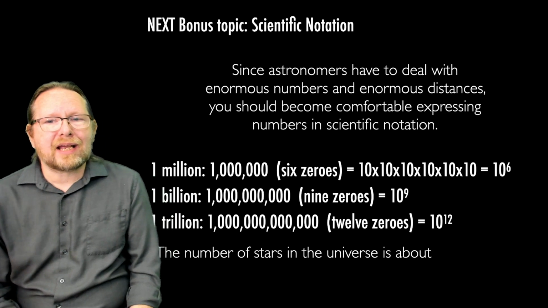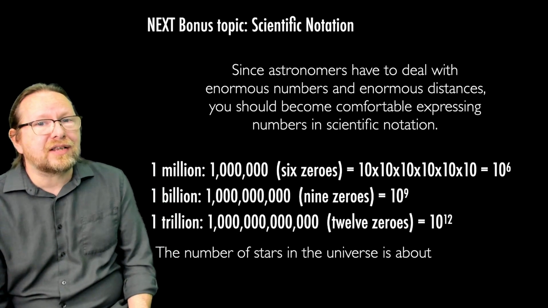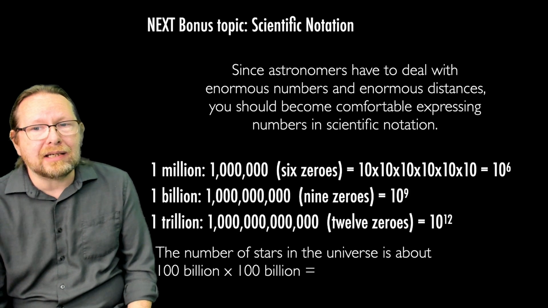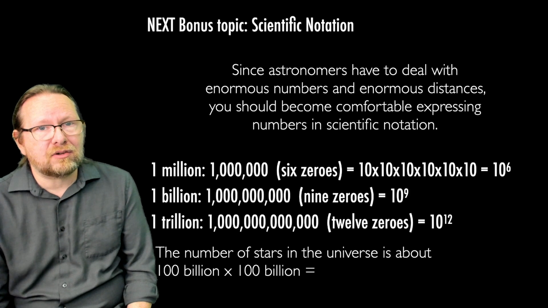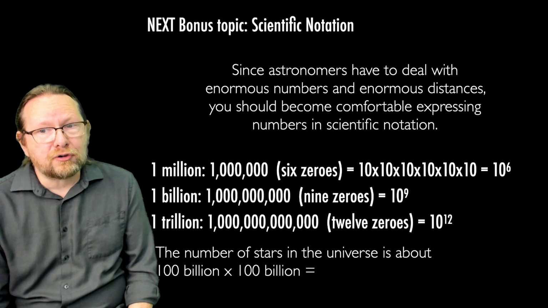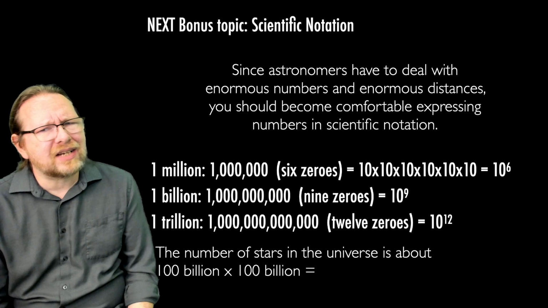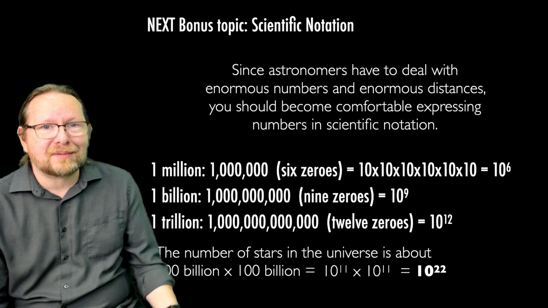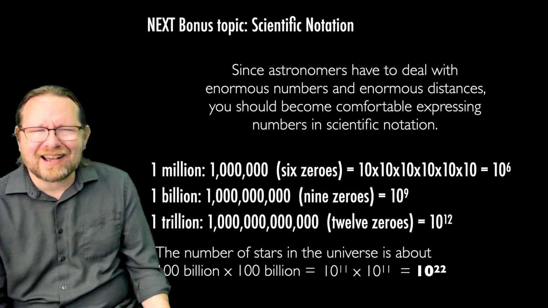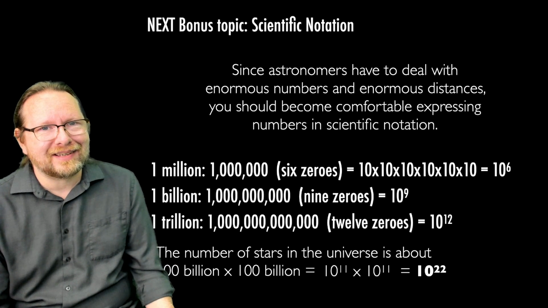So suppose we want to calculate the number of stars in the universe. What would that number be? Well, there's 100 billion galaxies in the universe. There's 100 billion stars, more or less, in each galaxy. So 100 billion is 100 times a billion. That's 2 zeros, 9 zeros. That's 11 zeros is 100 billion.